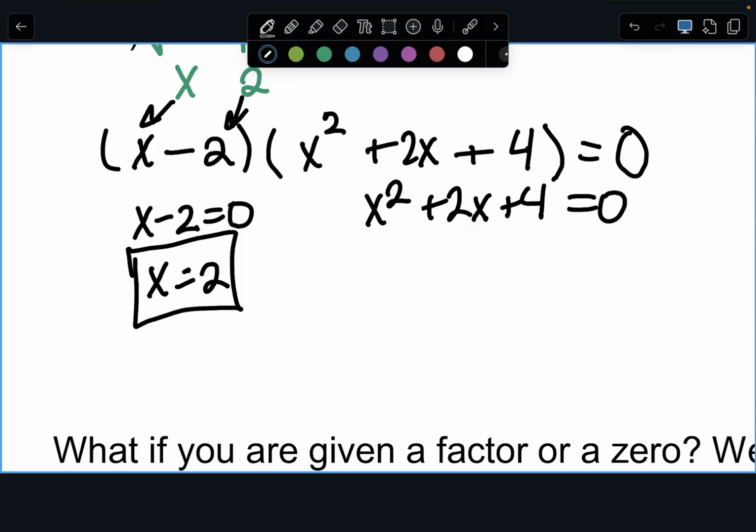I already told you we can't do that. Option 2 was the square root method. We can't do that here because of this term. What were my other 2 options? Completing the square and quadratic formula. Perfect. Complete the square or quadratic formula.